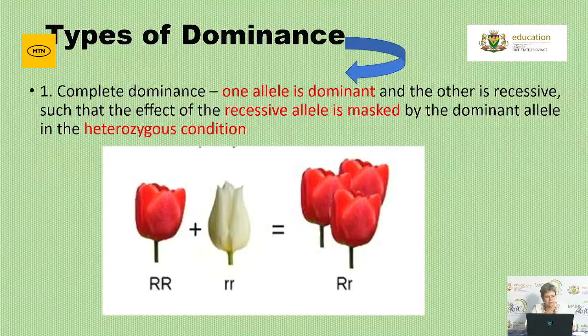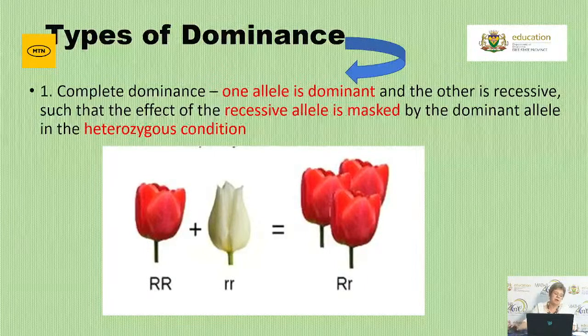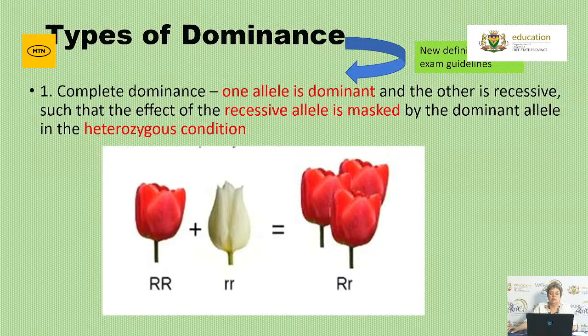So the definition of complete dominance is that one allele is dominant and the other one is recessive in such a way that the recessive allele is masked by the dominant allele, and then you have to add in the heterozygous position, because that is the new definition in our exam guidelines. So if they ask, what type of dominance is illustrated in this picture? We will say complete dominance. Explain your answer, and then we will say one allele, the red allele, is dominant over the white allele, or it masks the white allele.